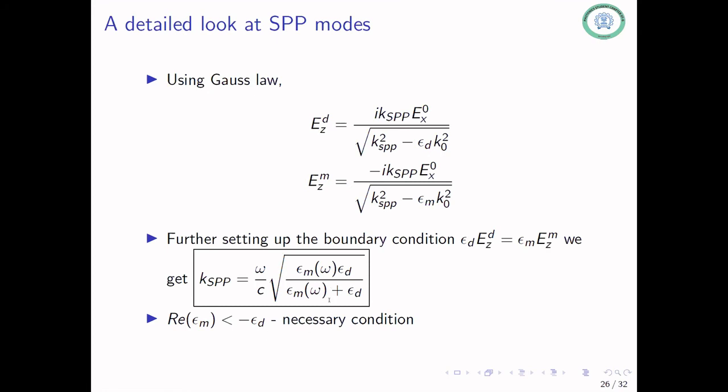Now the important thing to note is that from this boundary condition, you'll actually see that your epsilon m has to be negative. In the case of the Drude model, that actually becomes possible if you do the calculations. In fact, you need the real part of epsilon m to be less than negative epsilon d, which is a necessary condition for this kind of mode to be feasible.